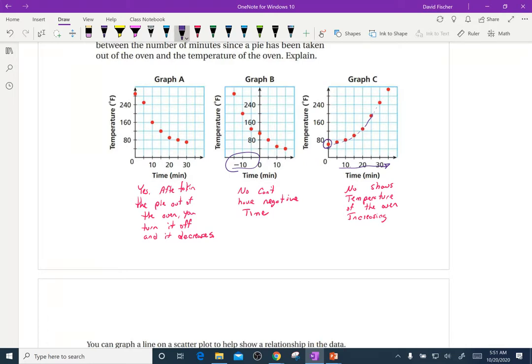So as time's increasing, our oven's getting hotter. So I came back over to A and said, okay, I like this one because if it was like 300 degrees, let's just say, I don't know what they're counting by there. Looks like 40s. So let's say it's 280 degrees, and after you take the pie out of the oven, you turn it off, and so then it starts gradually cooling down until it's about room temperature, and then we'll see a flat line here because it's at 70 degrees, which your house is probably typically at 78 degrees. Okay. So I said yes, after taking the pie out of the oven, you turn it off and it decreases. I should have used temperature instead of the word it.